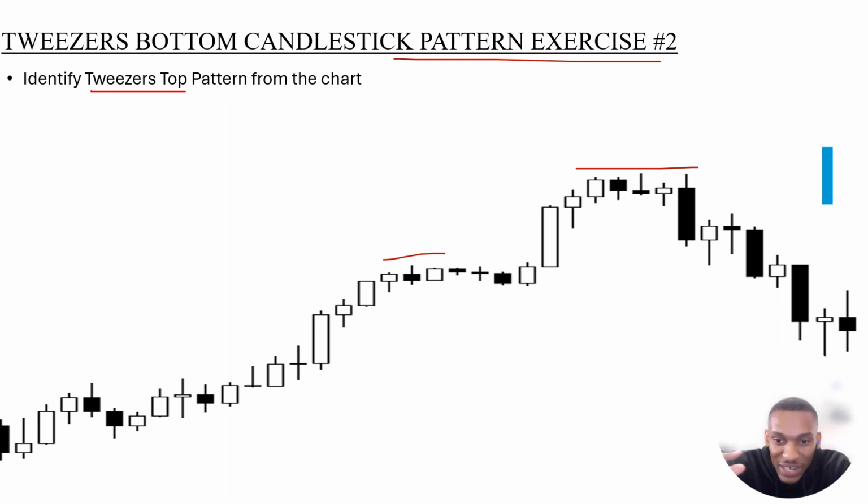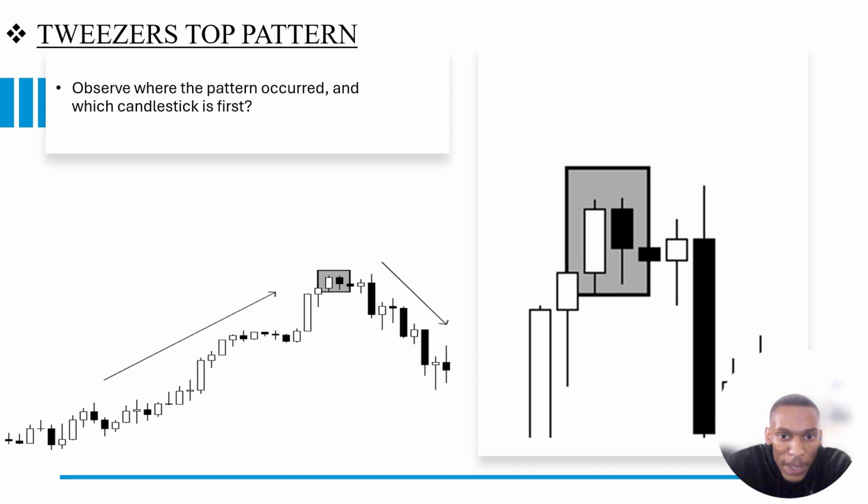Sometimes there will just be a fraction, like an error, a small difference of the body, so they won't necessarily be the same every time. Sometimes they'll be off, but it doesn't really matter. So in this case, observe where the pattern occurs and which candlestick is first. Here it occurred at the top, and the first candlestick is bullish. Therefore, we get a tweezer top. Thus, we expect price to reverse and go down.